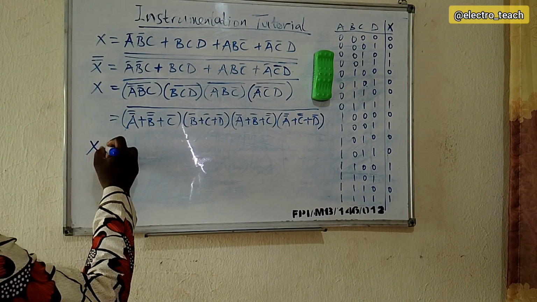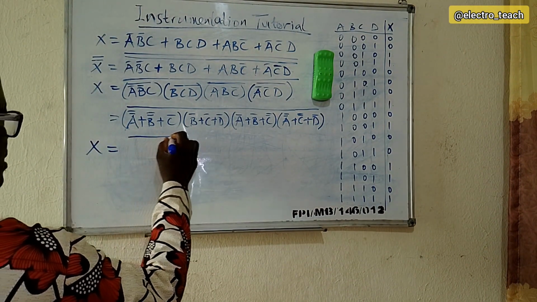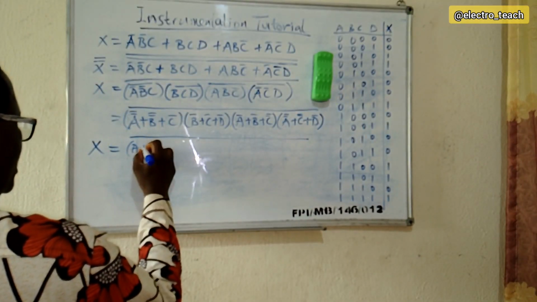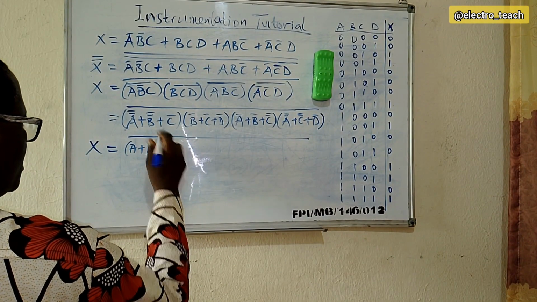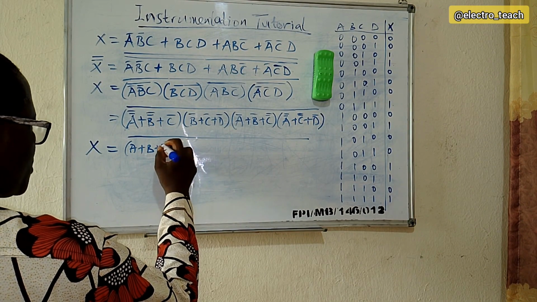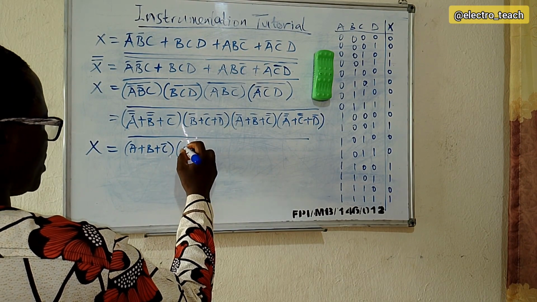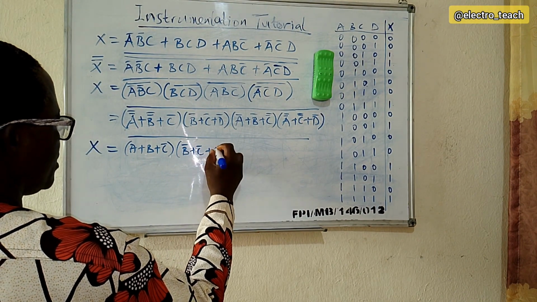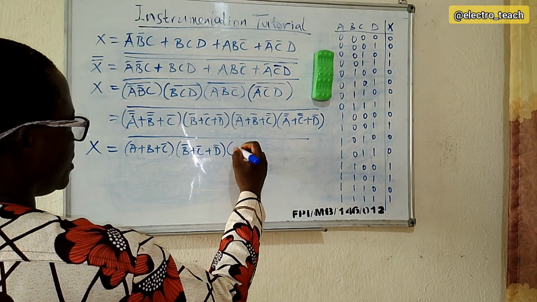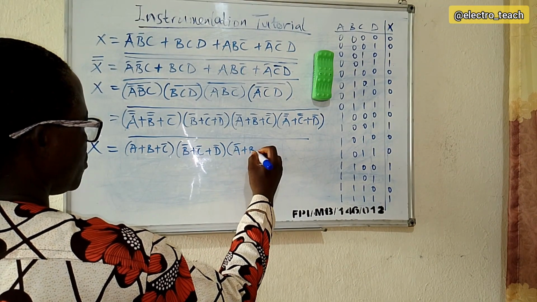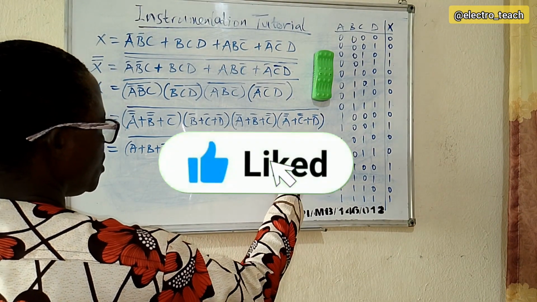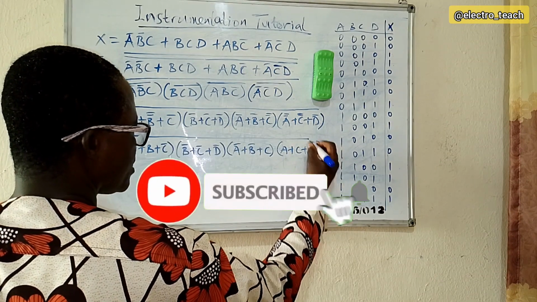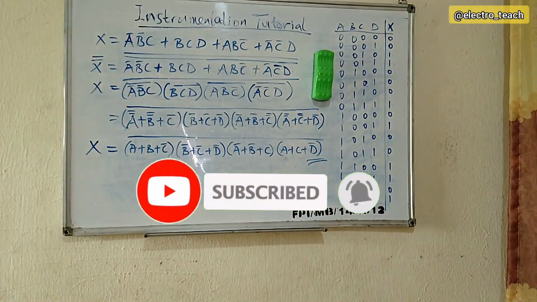So we can write the last one as X equals A bar is now A, plus B bar is now B, then plus C bar. Then change this one to B bar plus C bar plus D bar to A bar plus B bar plus C to A plus C plus D bar. That is the final expression.